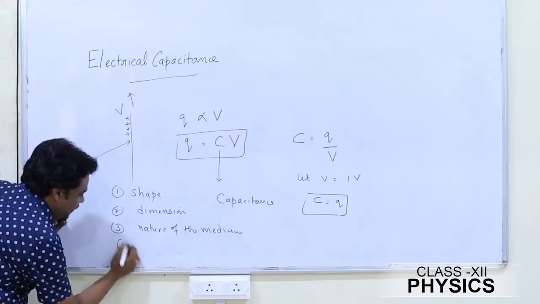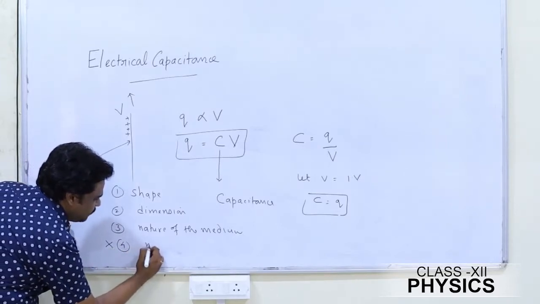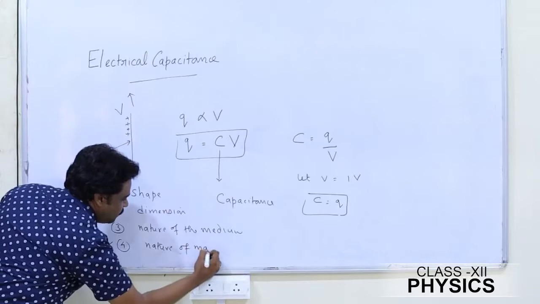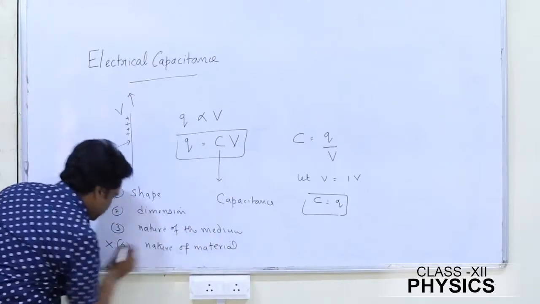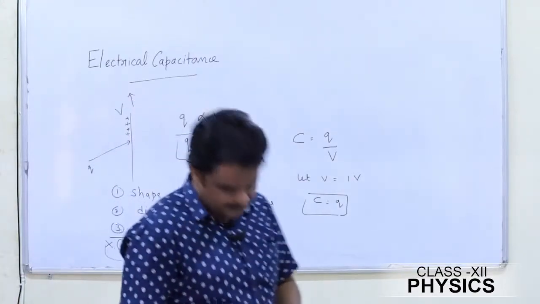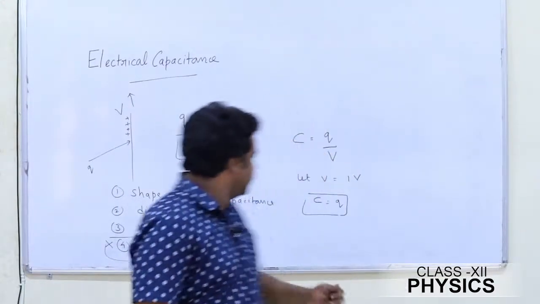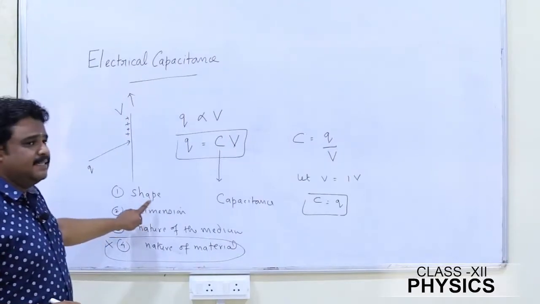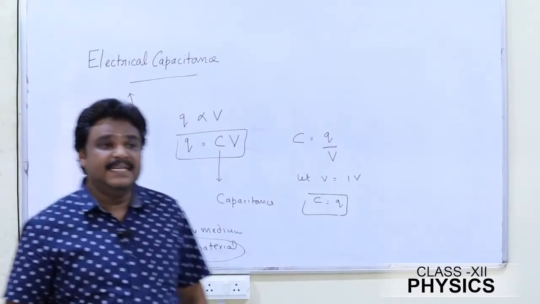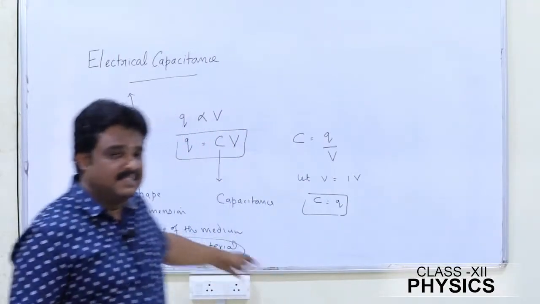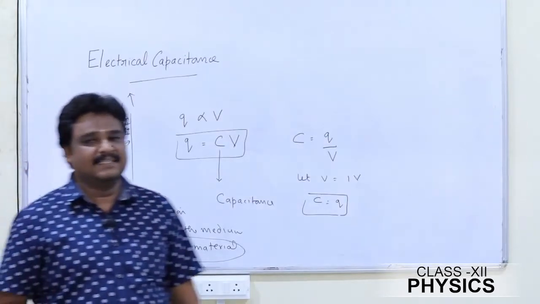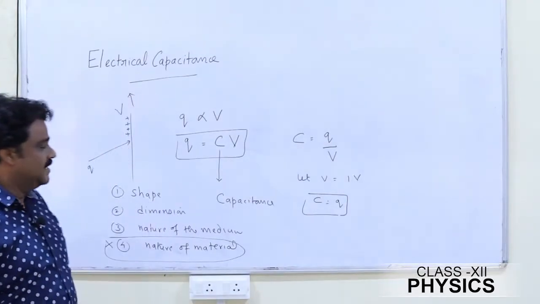It does not depend upon the nature of the material of the conductor. This is a very important one, you should know. On what factors does the electrical capacitance depend? The very first is the shape of the conductor, the dimensions of the conductor, and the nature of the medium in which the conductor is placed, and it does not depend upon the material of the conductor.